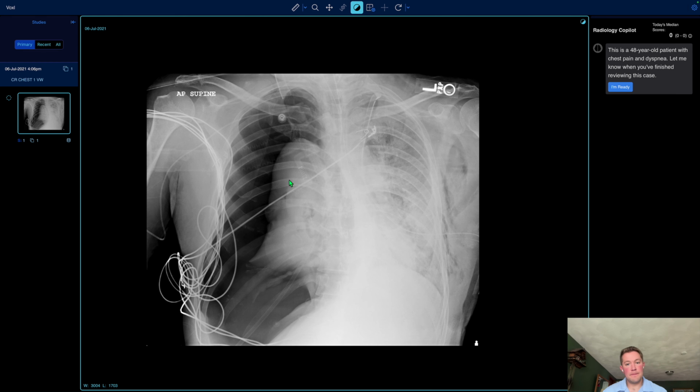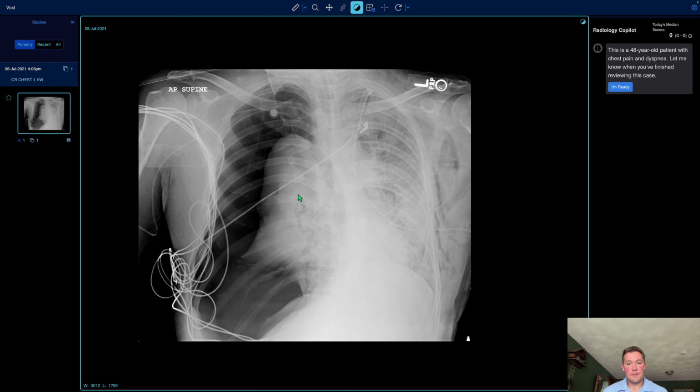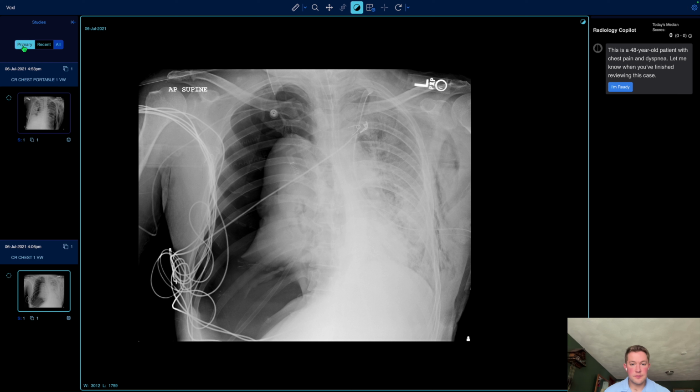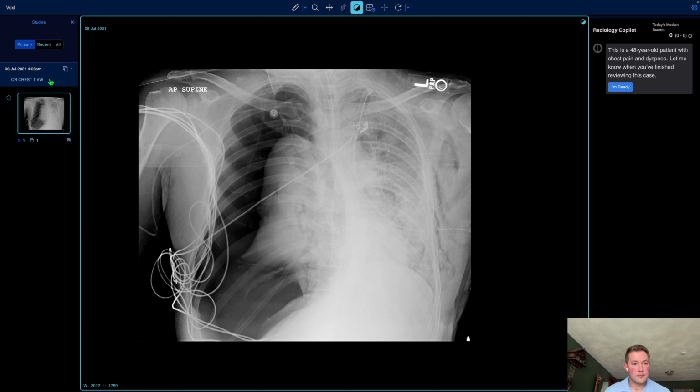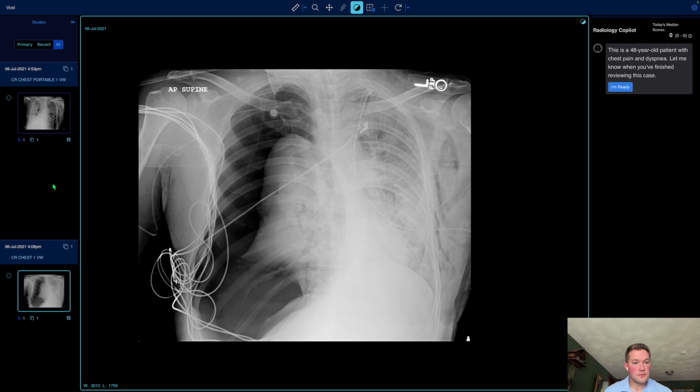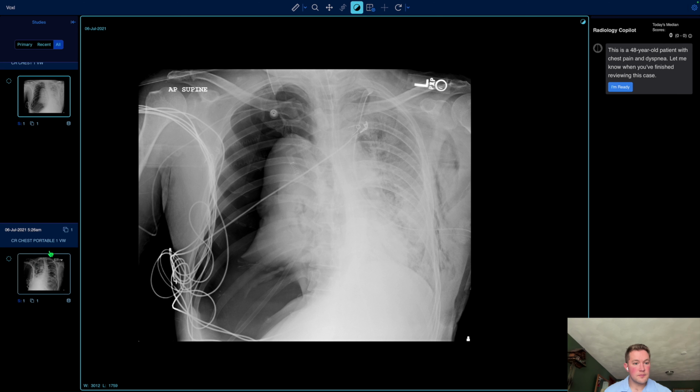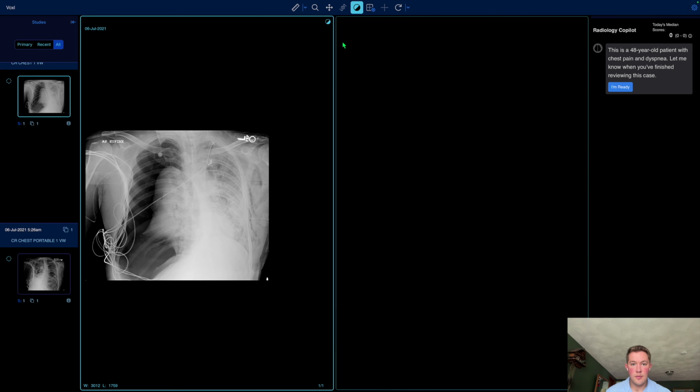That's a great assessment, and I don't really have anything that I would add to that. Let's go to the priors and the future studies to see what happened before and after. So here we have July 6, 2021 at 4:06 p.m., and we have a prior, so I'll bring them up side by side for you to comment on.